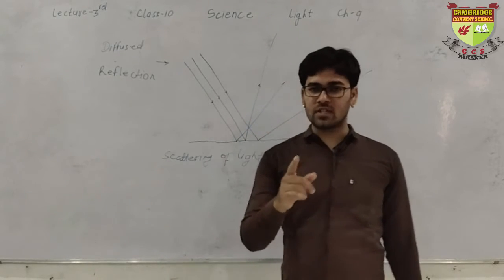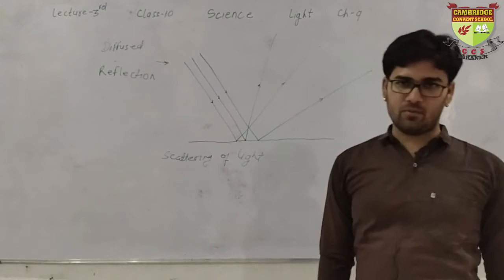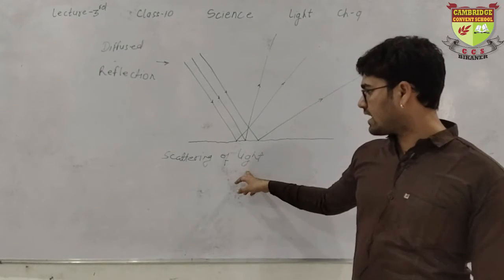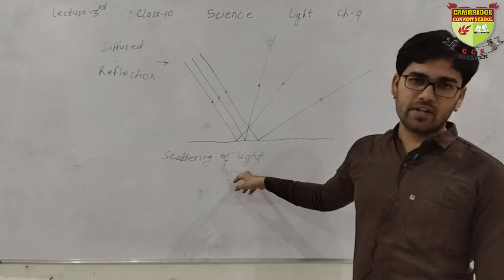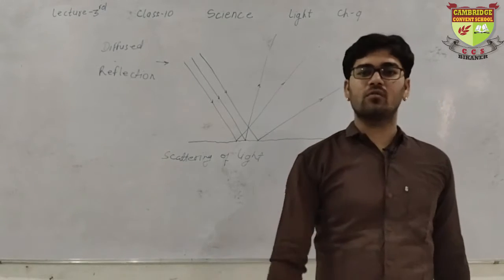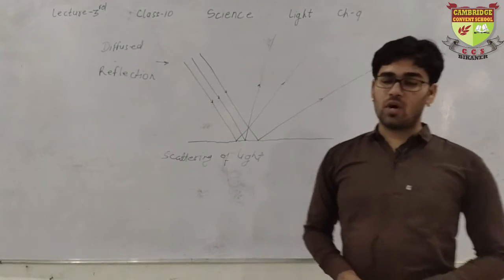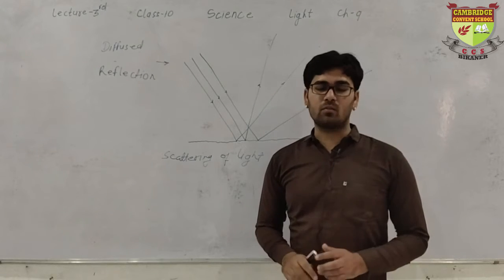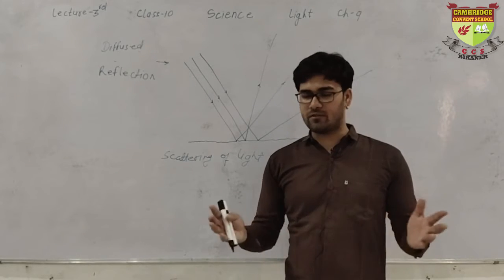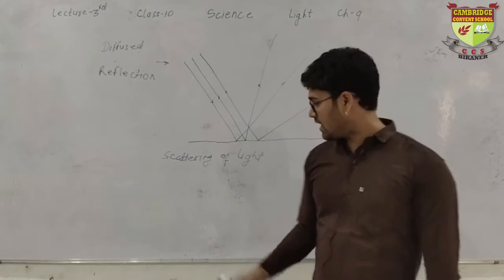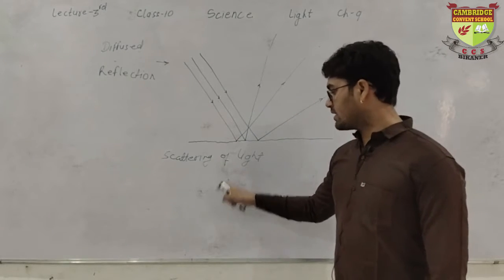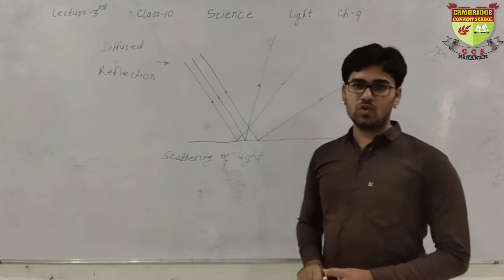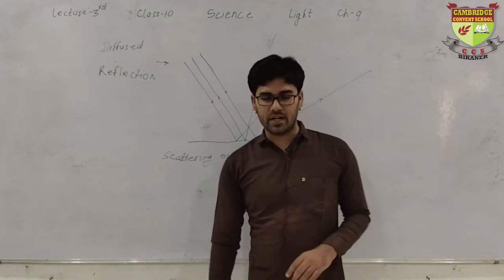So to have the vision, diffused reflection is extremely important, because this scatters the light, and scattering of light helps us to see the objects very well. I hope that you are clear with both types of reflections, regular reflection and diffused reflection, and also with the definition of scattering of light. So this is one of our topics that has been completed.